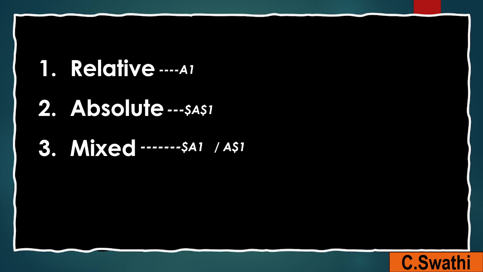In relative reference, here in A1 there is no dollar sign, so nothing is fixed. Neither the row nor the column is locked. In absolute reference, everything is locked. $A$1, column and the row both are locked. In mixed reference, either the column or the row will be locked. In $A1, column is locked, whereas in A$1, the row is locked.